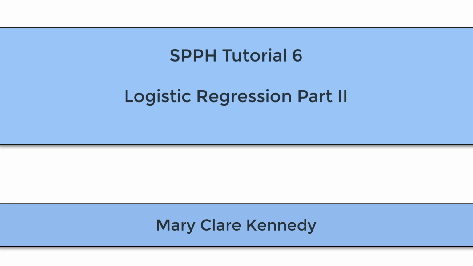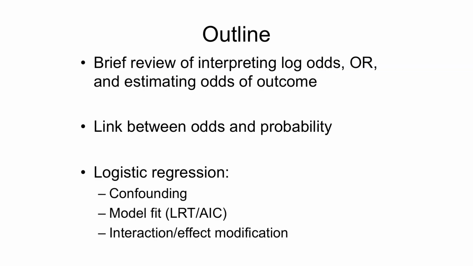Hi everyone and welcome to Tutorial 6. In this tutorial, we'll briefly review how to interpret logistic regression output, including the log odds of an outcome, and how to estimate odds ratios and the odds of an outcome. We'll also discuss the link between odds and probability, how to identify confounding, assess model fit, and identify effect modification with logistic regression.